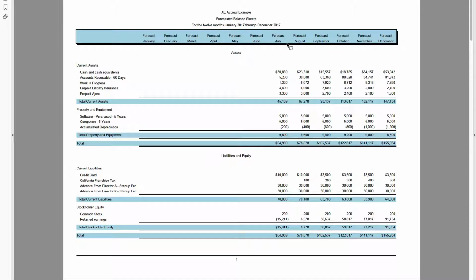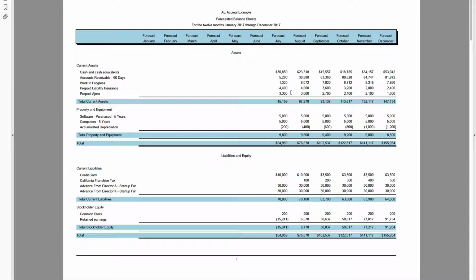Balance sheets are always reported as of the last day of the month. So when we look at forecast July, this really means the forecasted balance sheet as of July 31st. Ending cash is calculated by the financial model. Accounts receivable is the first month's billing that we're going to bill to clients on July 31st, August 2nd, and that's how much clients will owe to us.